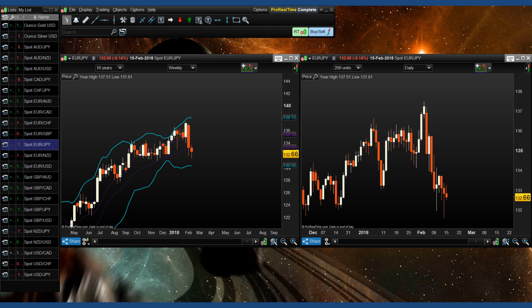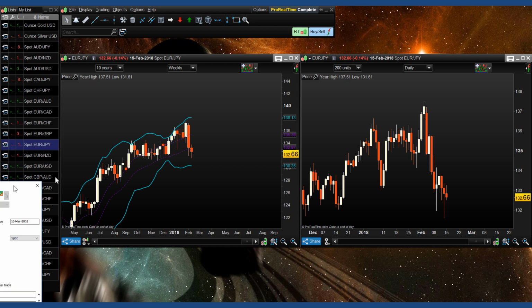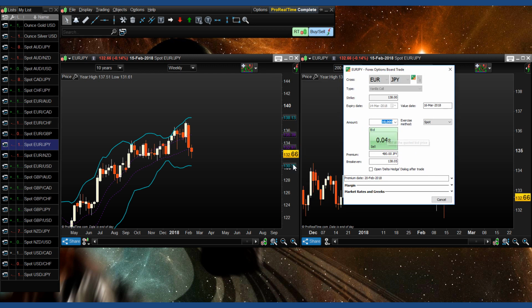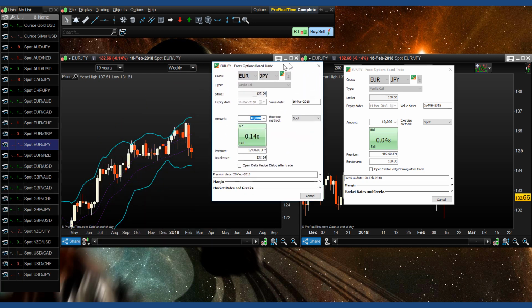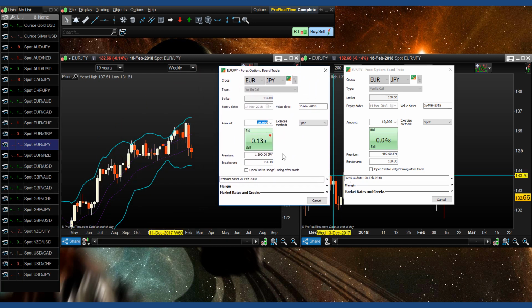Actually, that's incorrect. There is a price for 128. I'll just show you. So this is the price for selling the call at 138, and this is the price for selling the call at 137. Vastly different prices.